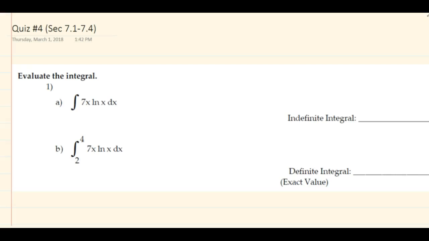This video will go over the problems found in this quiz. For the first problem, we had the integration of 7x natural log of x dx, both as an indefinite integral as well as a definite integral.